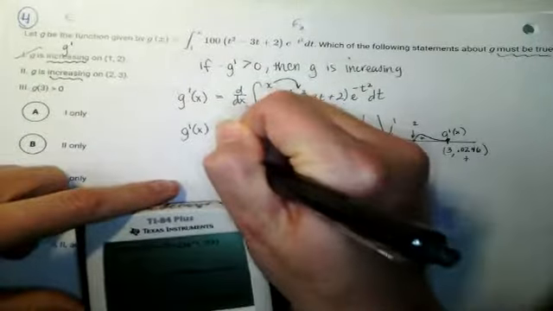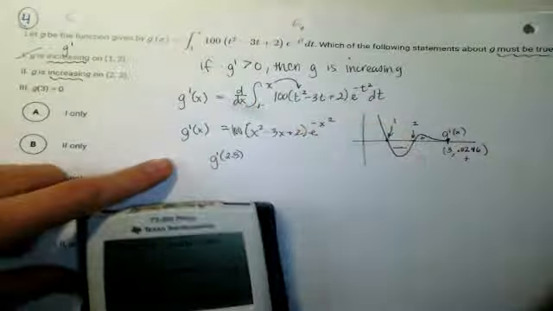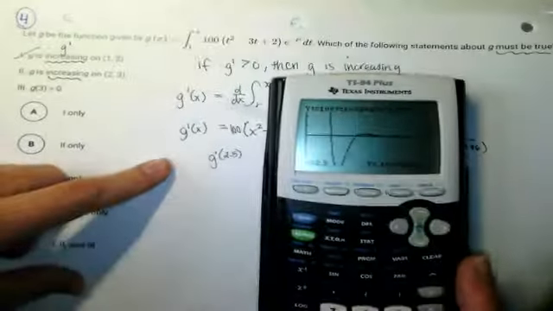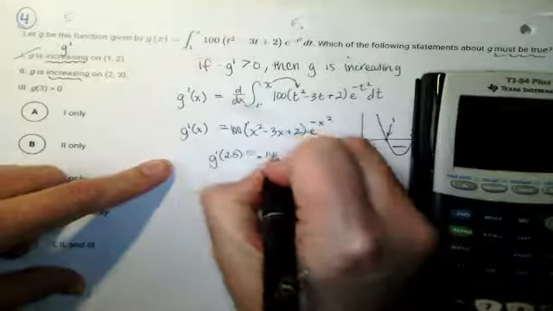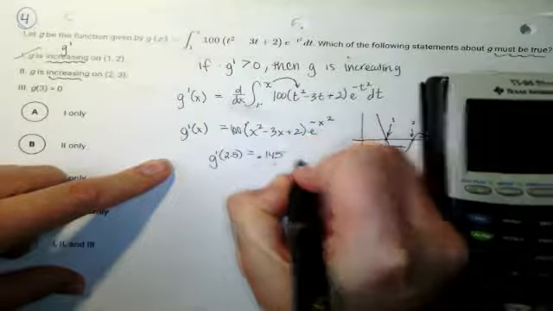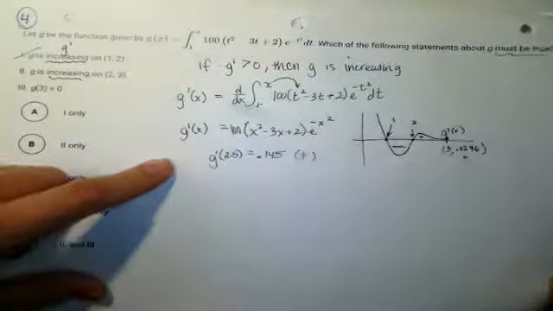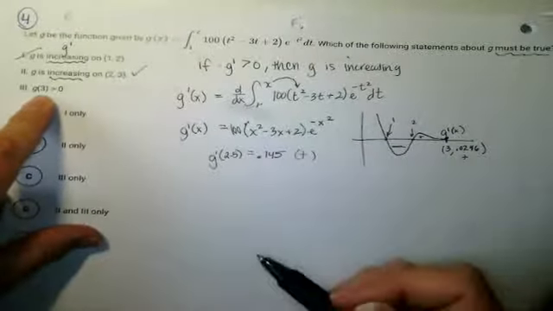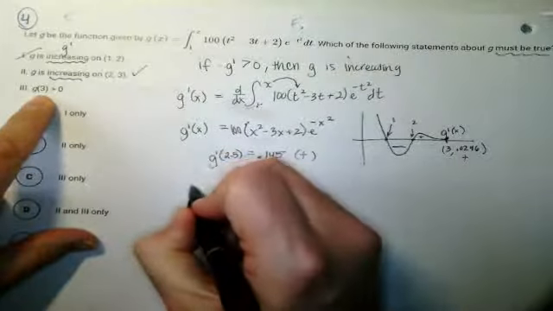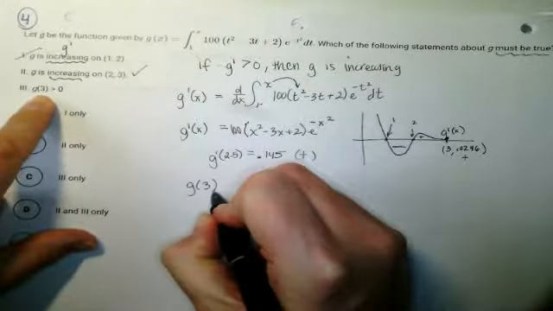G prime of 2.5, let's see. Let's plug in 2.5, it is 0.144. That's a positive value, equals 0.145. So that's positive, which means that g is increasing. All right. Now, for the third part, they want to find g of 3.